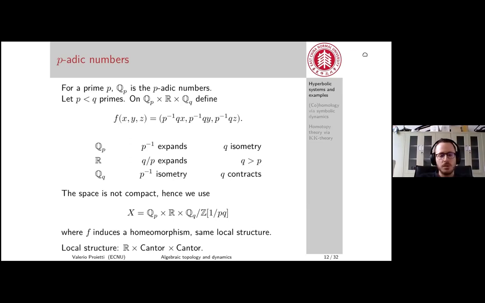The problem with this space is that it is not compact, but there is an invariant lattice, which is the integers adjoined with all the numbers whose denominators are powers of p and q. We can mod out by this lattice, the local structure is the same, and now we get a compact set. Here the unstable direction is given by reals times Cantor, and the stable direction is given by Cantor. So we have Cantor space. This is the local product structure.